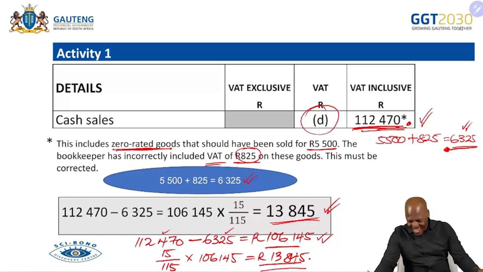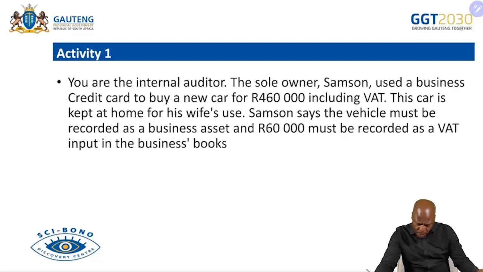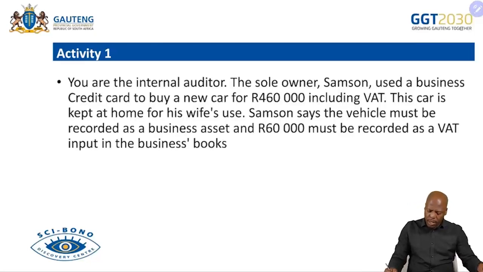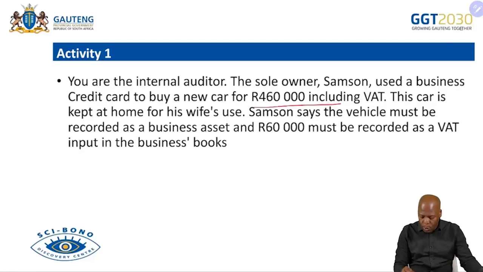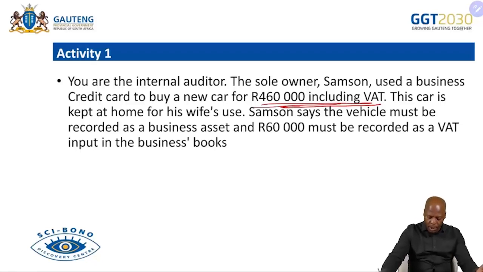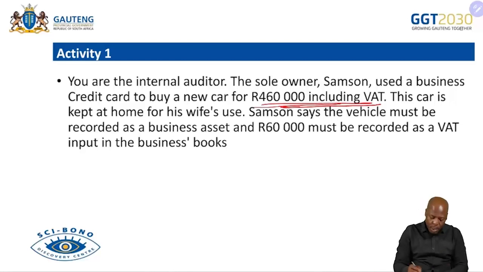Thank you. Let's quickly now go to the theory question. Remember, we're going to the theory question. It says, you are the internal auditor. The sole owner, Mr. Sampson, used a business credit card to buy a new car for 460,000, and this includes VAT. This car is kept at home for his wife, who is using the car. Okay, so the car is kept at home for his wife's use. Sampson says the vehicle must be recorded as a business asset. Remember now, this vehicle is kept at home.